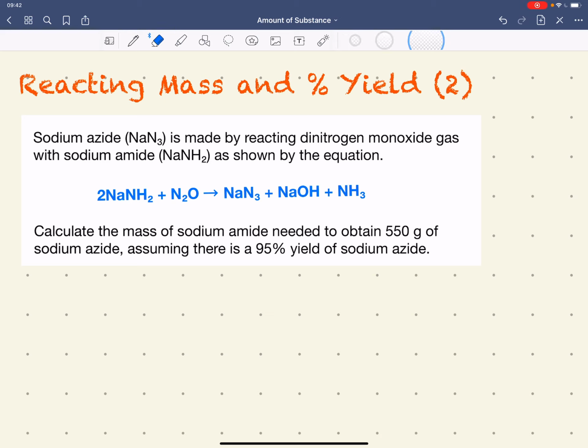Here we've got a reacting mass percentage yield calculation. We've got a question there that says sodium azide is made by reacting dinitrogen monoxide gas with sodium amide. It gives the equation, and it says calculate the mass of sodium amide that's needed to produce 550 grams, assuming there's a 95% yield for the reaction.